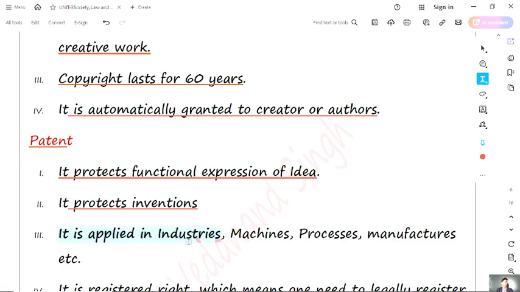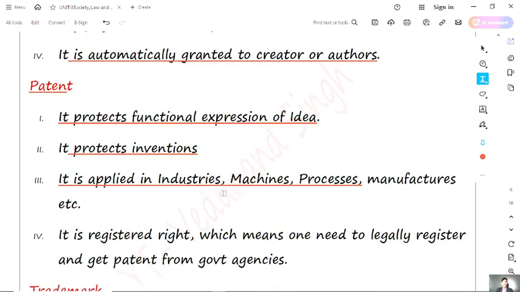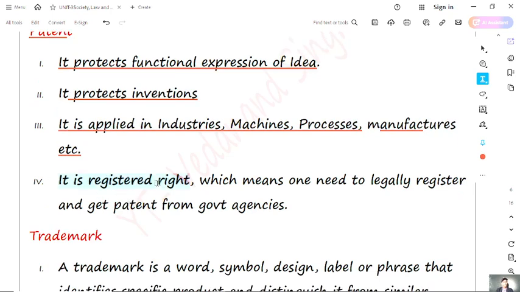Now it is applied to industries, machines, processes and manufacturers, etc. It applies over machines, processes, manufacturers, about the company. A patent is taken on any goods, and it is a registered right, which means one needs to legally register and get the patent from the government agency. Who gives the patent? A patent is given by the government agency.